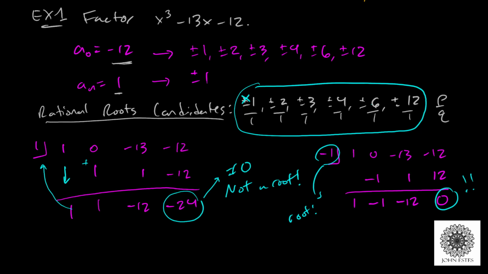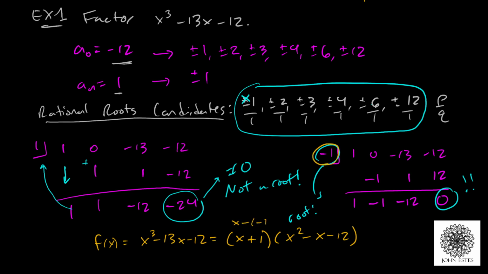Okay, so we have partially factored this thing. This means that my function now could be written like this. x cubed minus 13x minus 12 is x plus 1. Where did I get the x plus 1? Remember, negative 1 was a root. This is x minus a negative 1 times x squared minus x minus 12. And where did I get that? Well, that is the quotient that I get from division. So there's where I get the x squared minus x minus 12.